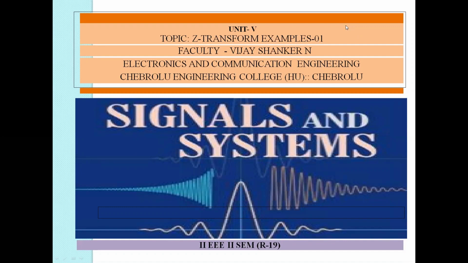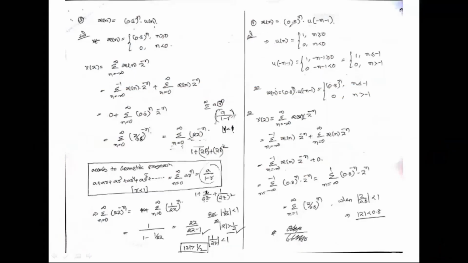Today, we are going to discuss examples of Z transformation. In the last class, we completed up to a^n u[n]. In the previous class, the example was (0.5)^n u[n]. Coming to the next one, a^n u[-n-1], and the next one, x[n] = (0.5)^n u[-n-1].